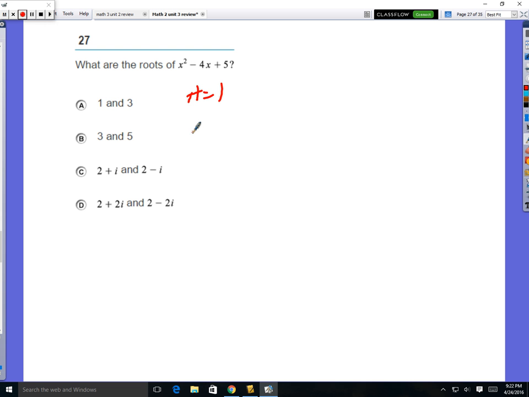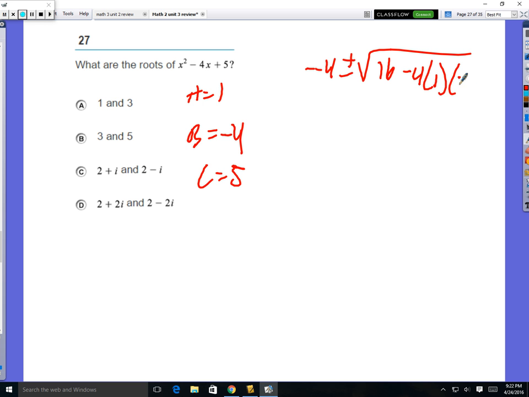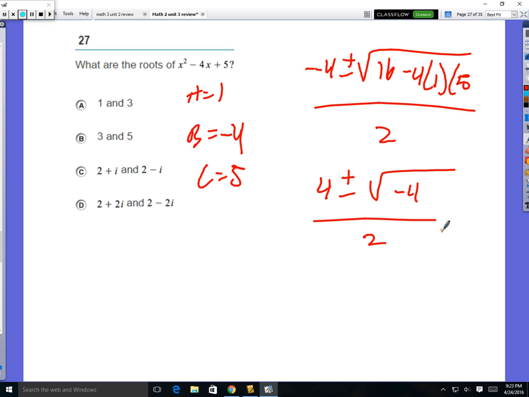A is 1. B is a minus 4. C is 5. X equals negative b plus or minus square root of b squared. Negative 4 times negative 4 is 16. Minus 4 times a times c, all over 2a. So 4 plus or minus the square root of 16 minus 20. 16 minus 20 is another minus 4, so not bad. And we just did square root of a minus 4, and that was 2 imaginaries, so 4 plus or minus 2i divided by 2. Okay, not bad.